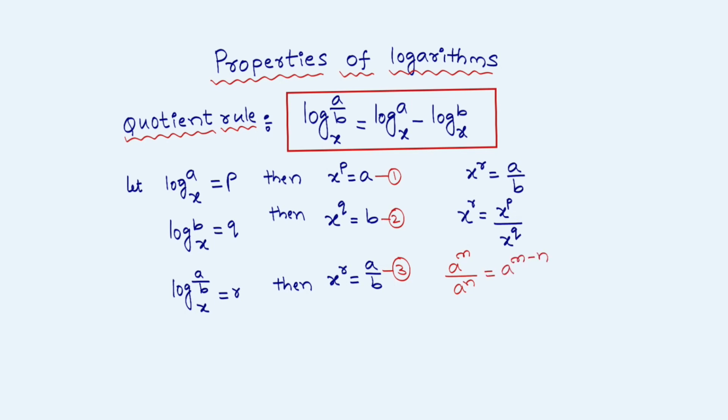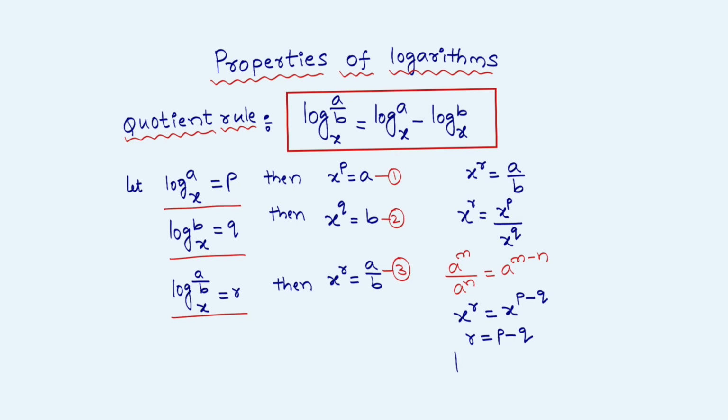This is the law of exponents. So according to that, here we can write x to the power of r is equal to x to the power of p minus q according to this law. So again, because bases are equal, we equate powers. So we get r is equal to p minus q. Now again, from here we know what is p, what is q, what is r. These p, q, r values we substitute here.